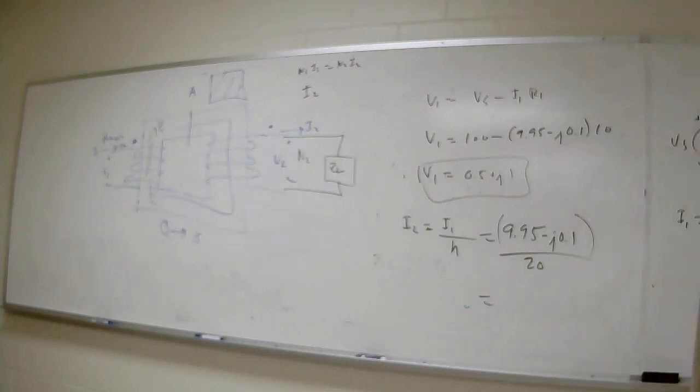Two different ways to do it. Take V1 times N, we get V2. Or you could take that current multiplied by 20 plus j40. It'll be the same thing. Y'all with me? And that's really ideal transformers in a nutshell.